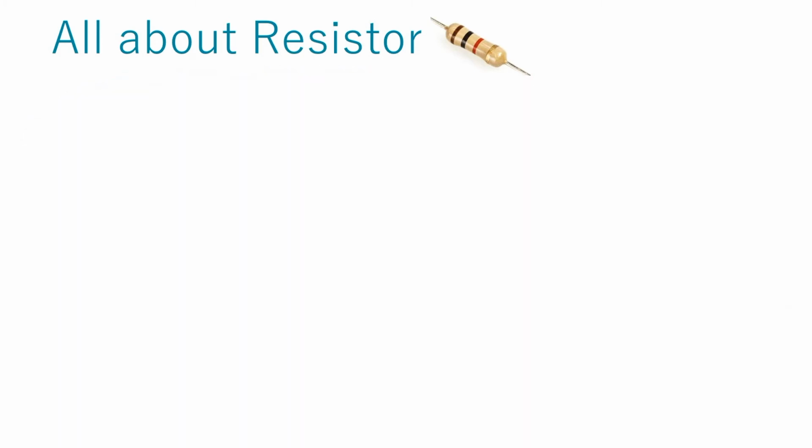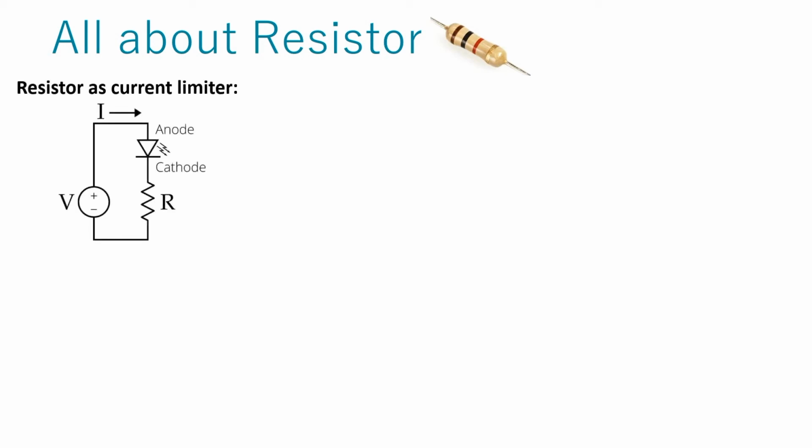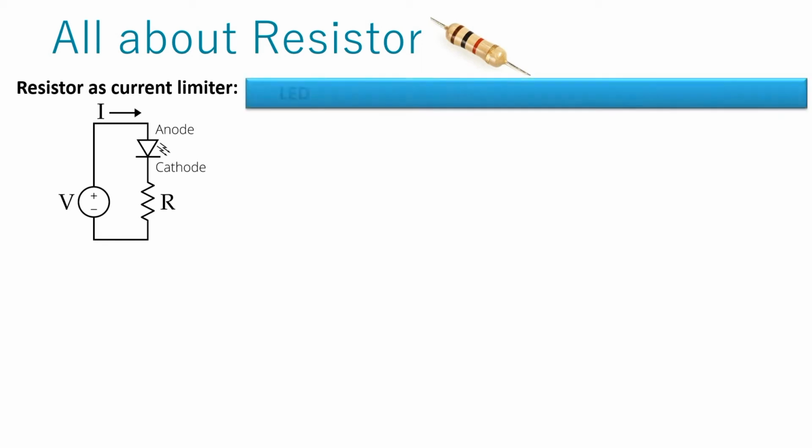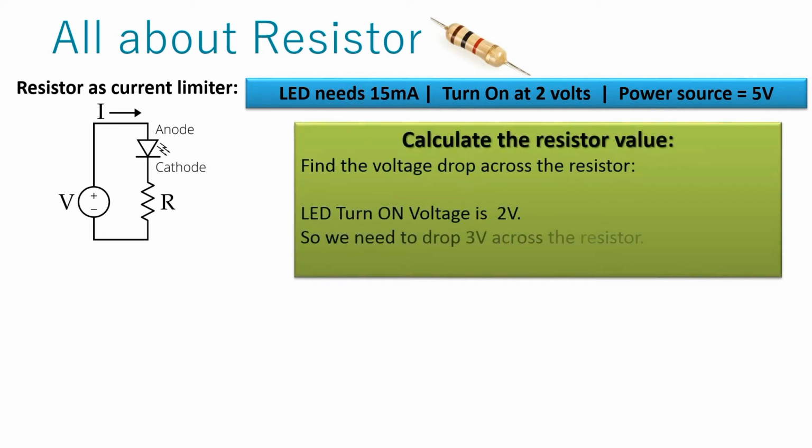A resistor is used to limit the flow of current in a circuit. For example, if we want to glow an LED using a 5 volt battery, then we must know the turn-on voltage and current consumption of that LED. If we do not use the right value resistor, then the battery can damage the LED by giving it high voltage and current. Suppose this LED needs 2 volts to turn on and 15 milliamperes of current to operate. So, to operate this LED using a 5 volt battery, we need a resistor which can drop 3 volts across itself and allow only 15 milliamperes of current to pass through it.